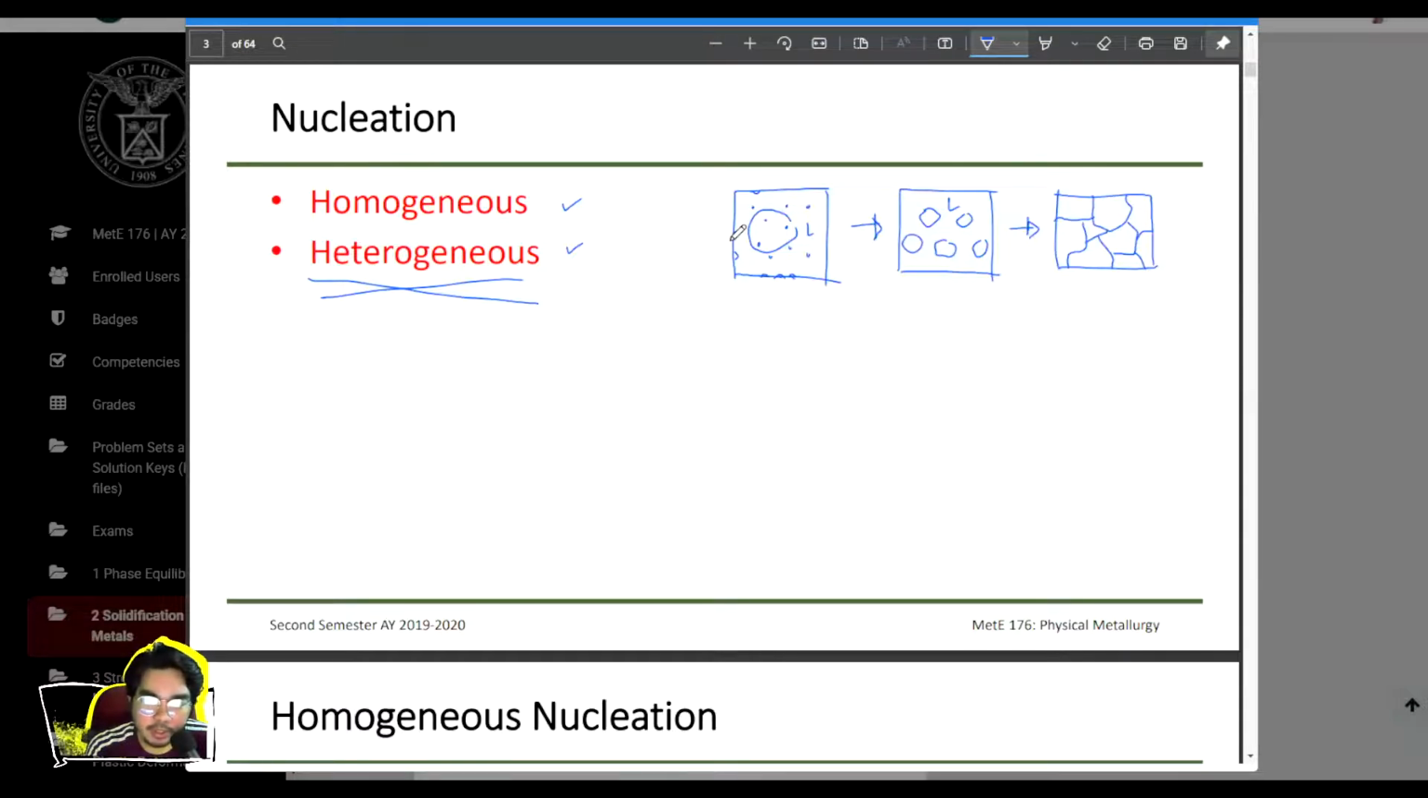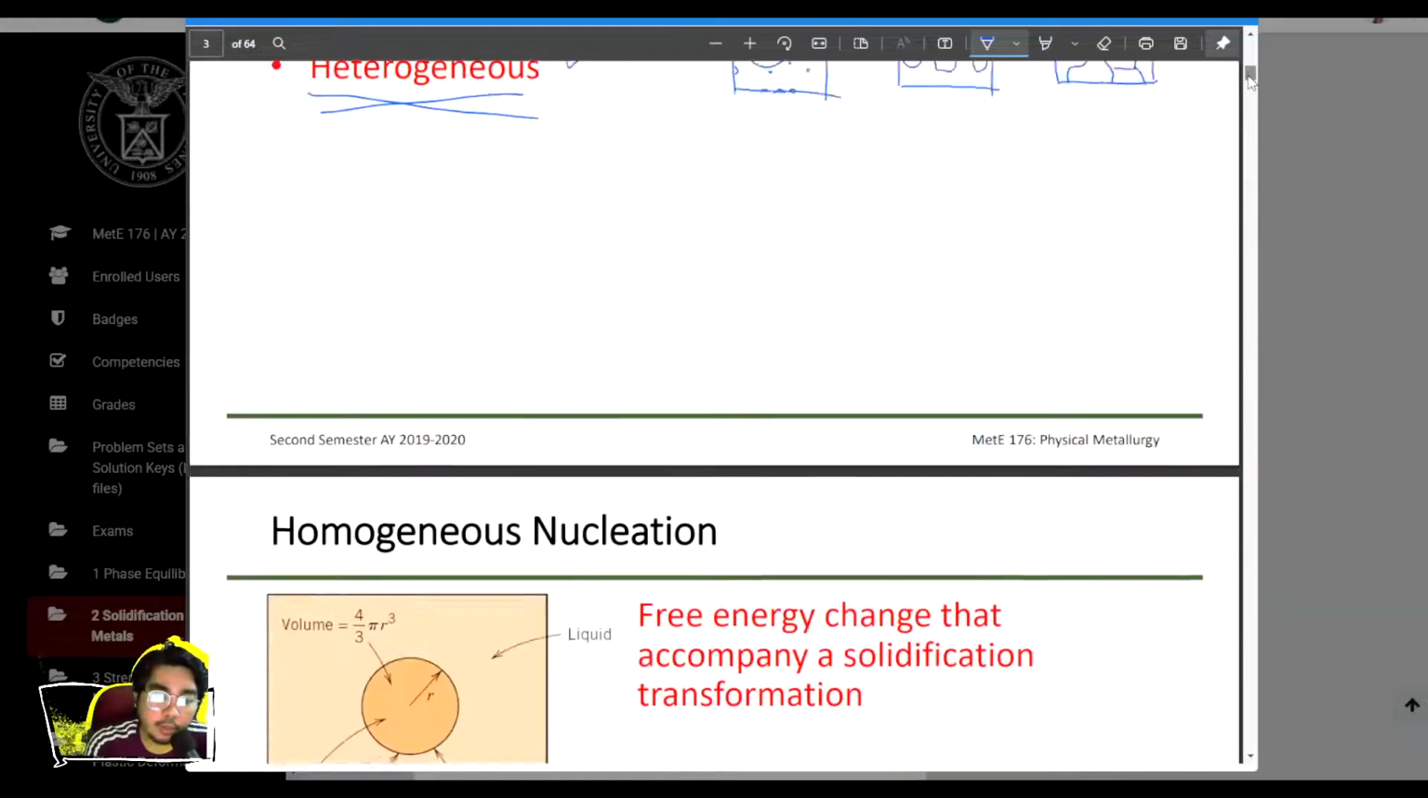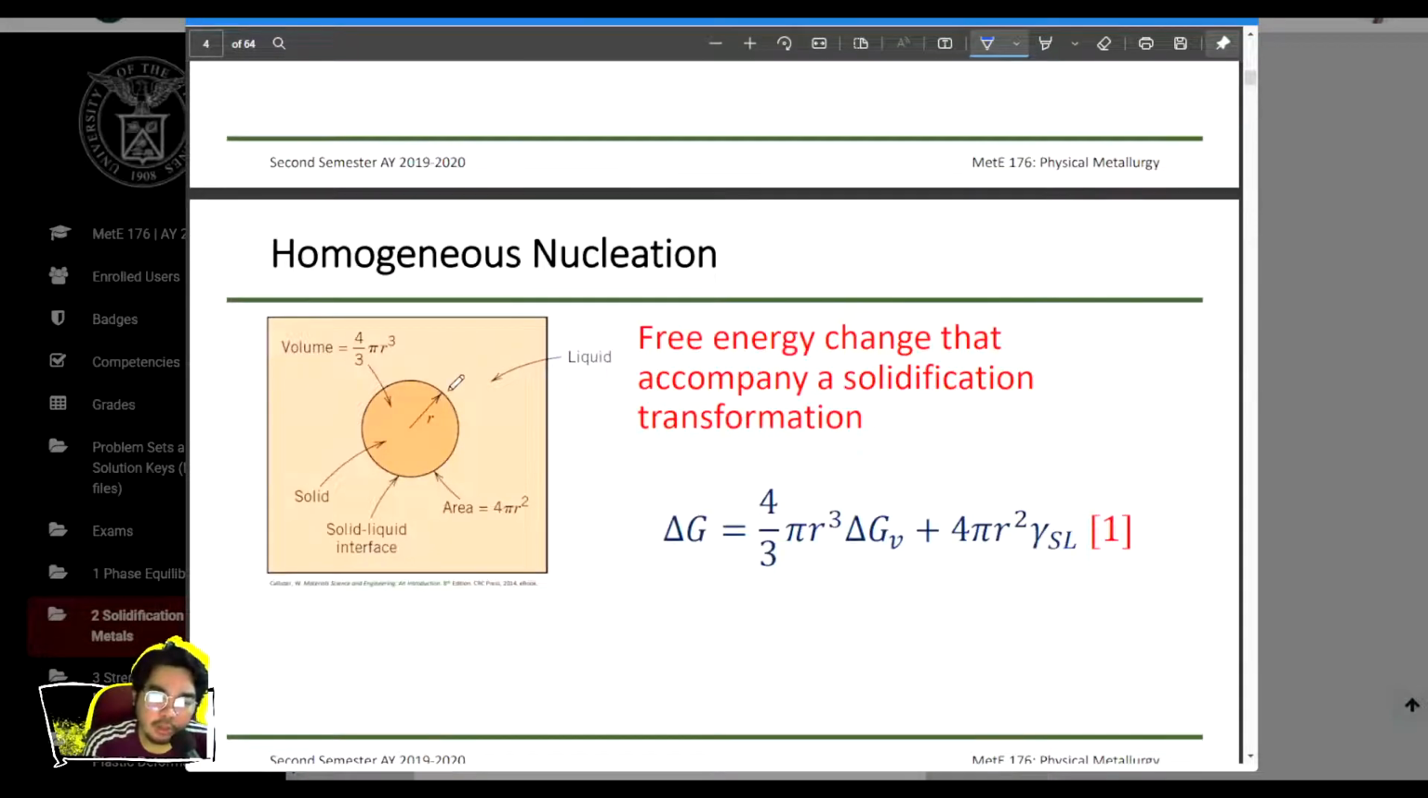So in that sense, what happens is that our nucleation is aided by the presence of external surfaces, which makes it heterogeneous in nature, no? Okay? So to begin, let's imagine homogeneous nucleation first. And to better imagine this, you need to remember MetE176, or thermodynamics.